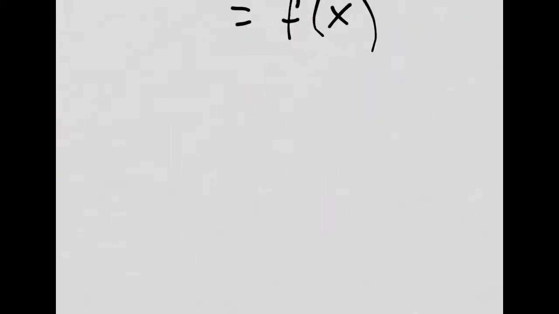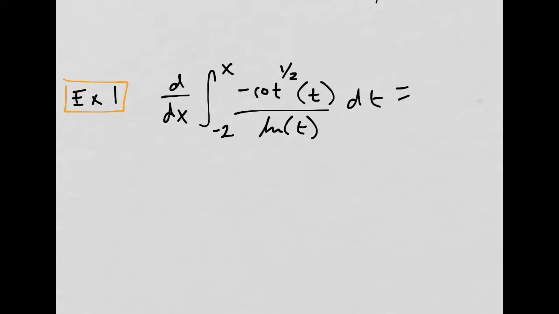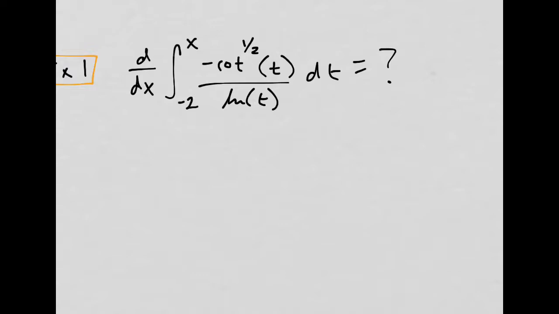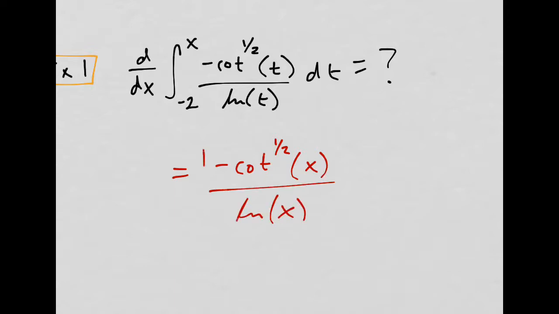But if I had something crazy like this, and they're saying, what's the derivative of the integral of this stuff from -2 to x? And you're like, I don't have an antiderivative formula for that. But this part of the fundamental theorem of calculus says we don't need that. This actually just equals the same function where I replace the t's with x's. So negative cotangent to the 1/2 of x divided by the natural log of x. That's all you have to do. It's like a shortcut if you're taking the derivative of integrals.